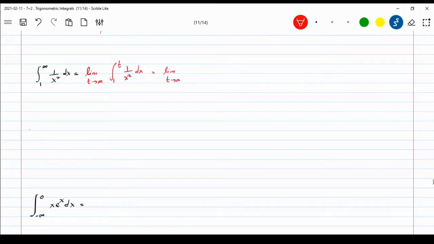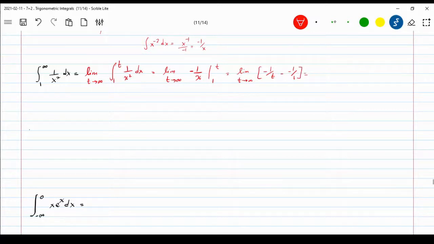Okay, what is the antiderivative of 1 over x squared? You can write this as x to the power negative 2 and integrate. That is x to the negative 1 divided by negative 1, which is negative 1 over x. This is the antiderivative. Then we evaluate it from 1 to t. So this is the limit as t approaches infinity of negative 1 over t minus negative 1 over 1.